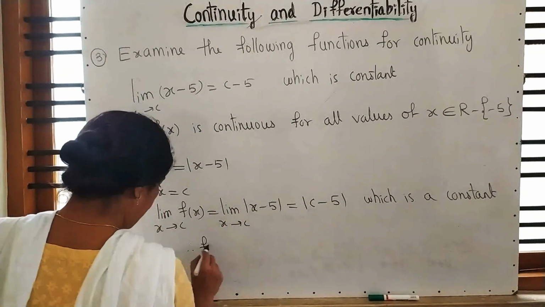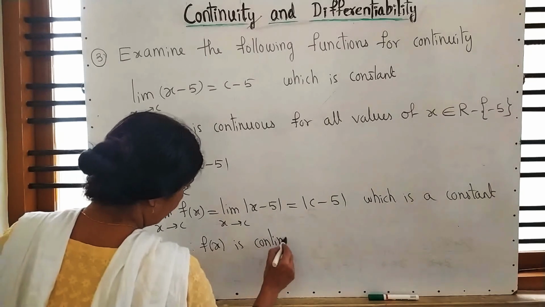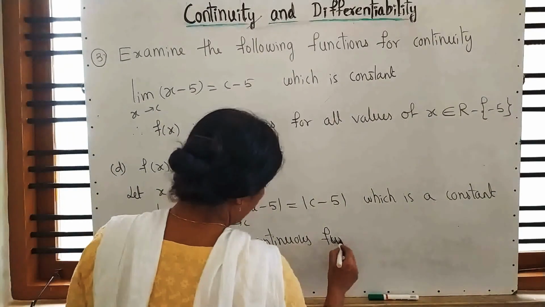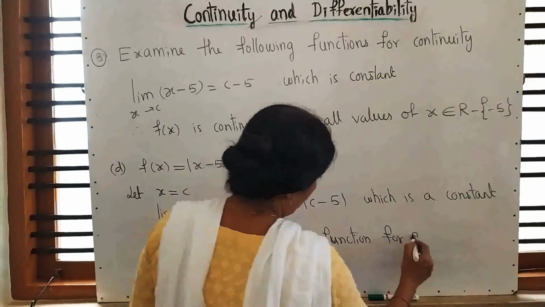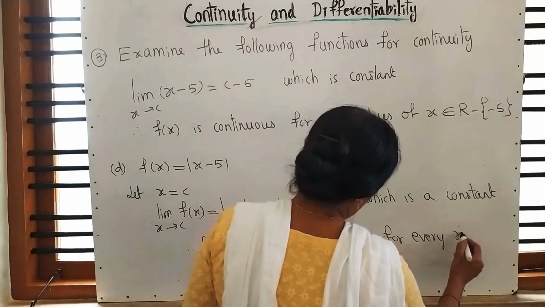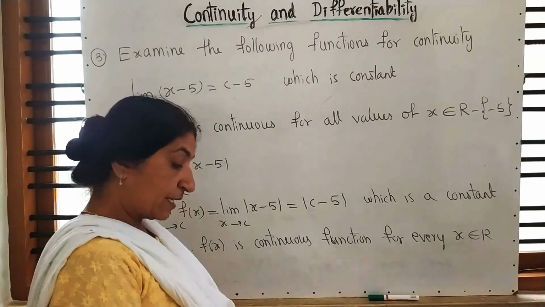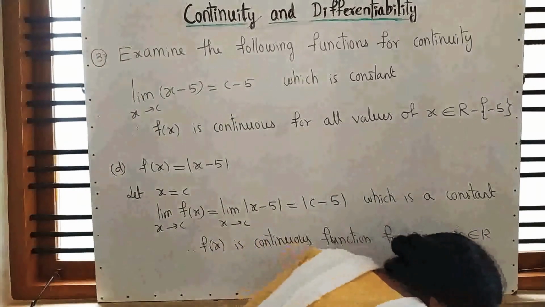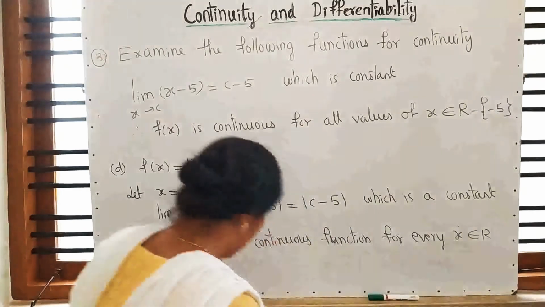Therefore, f of x is a continuous function for every x belongs to R. See, is it very simple or not? It completes the third main question. Now I am moving to the fourth question. Fourth main question in 5.1.